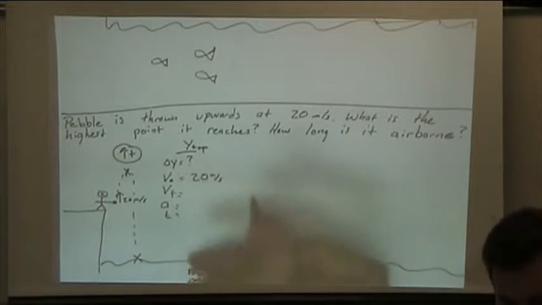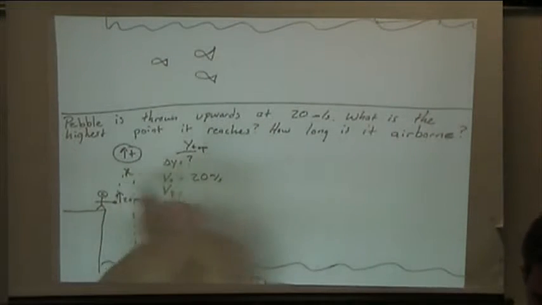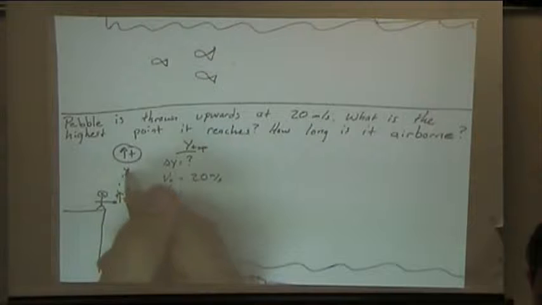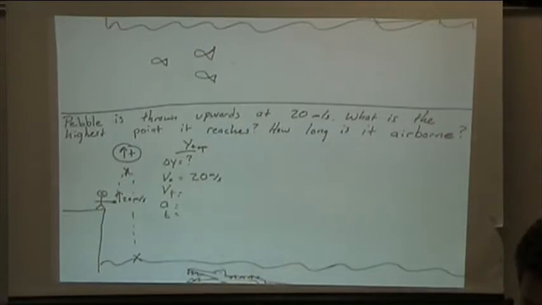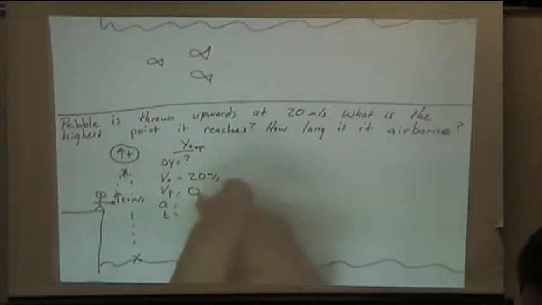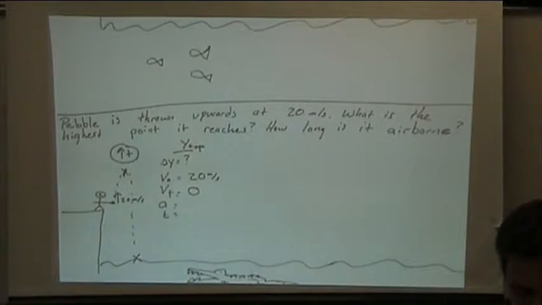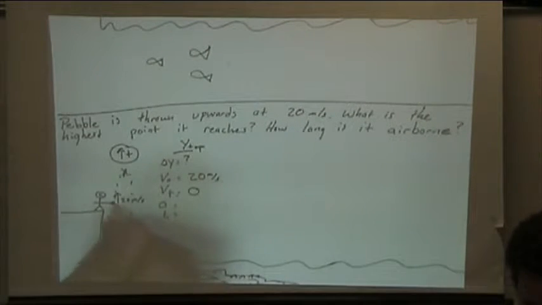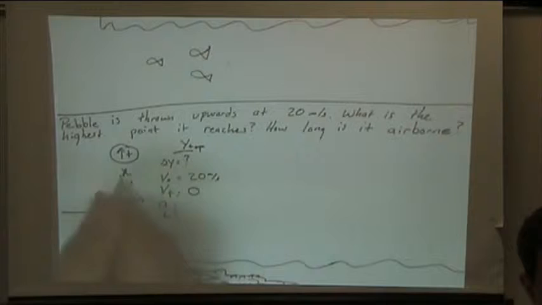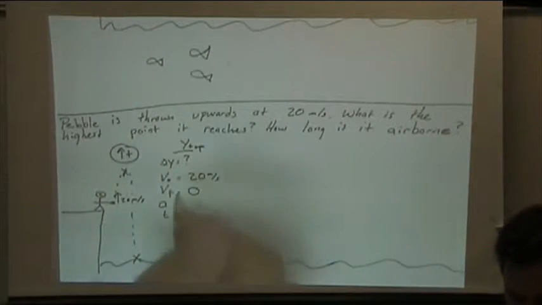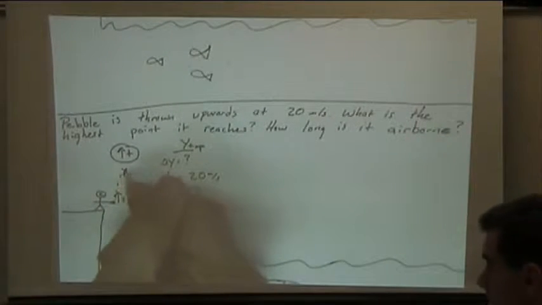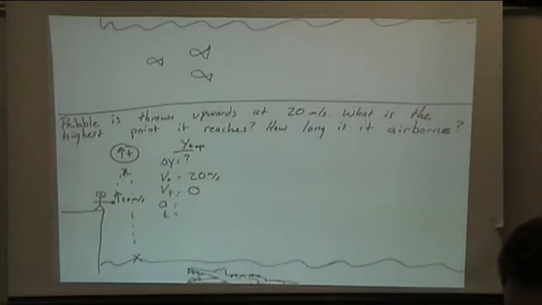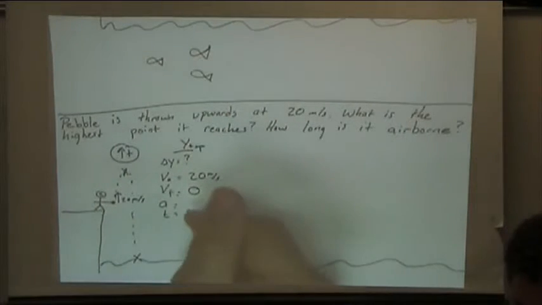Vf, we can make a physics assumption about this. Since we're dealing with the top of our flight, we know that the vertical velocity at the top of our flight is 0. It's not mentioned in the question, but because we know that it stops to turn around before it falls down, we can say at this x right here, the vertical velocity is 0.